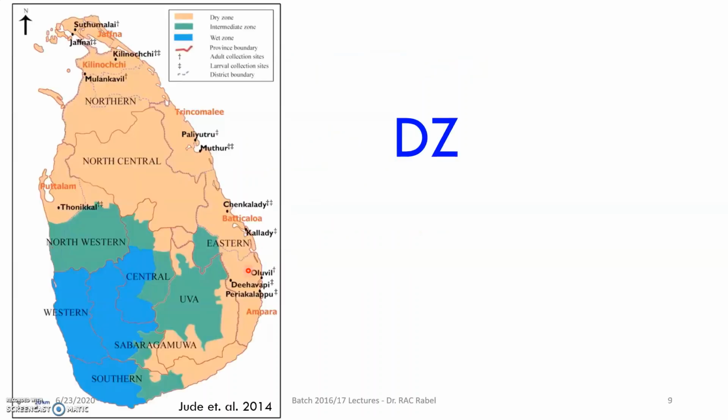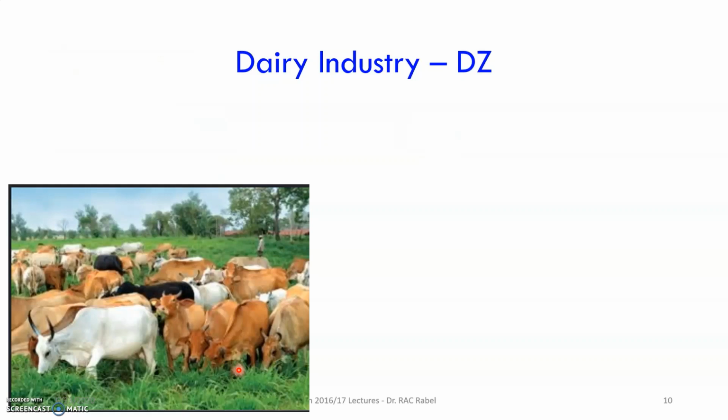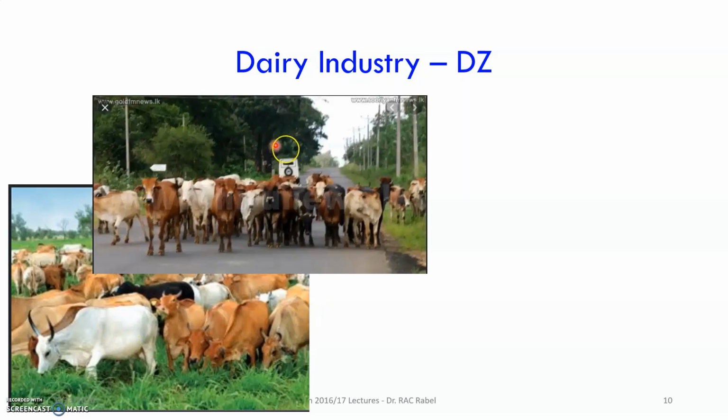And then the dry zone, which is the majority of the country. Suddenly, here you are seeing an extensively managed system. See, animals are grazing, right? You might see them in the middle of the road also like this. So, herds of animals grazing. The owner might be somewhere in the vicinity.